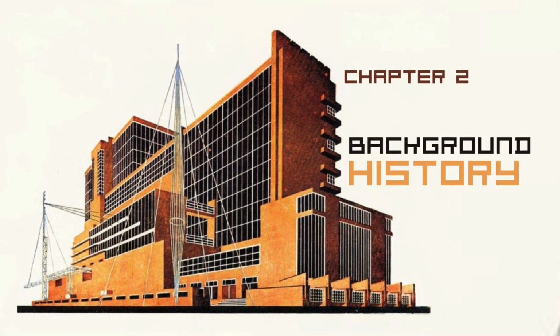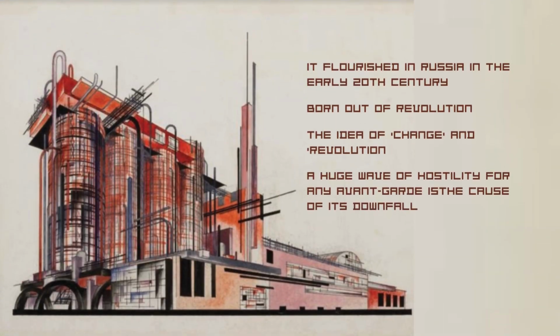Chapter 2: Background History. The Constructivism movement was one of the most influential modern art movements in the early 20th century. It flourished in Russia and was inspired by revolution. At its heart, it was a movement inspired by the idea of change and revolution. These abstract concepts seek to abolish the designed symmetry and traditional composition with something more industrial and man-made.